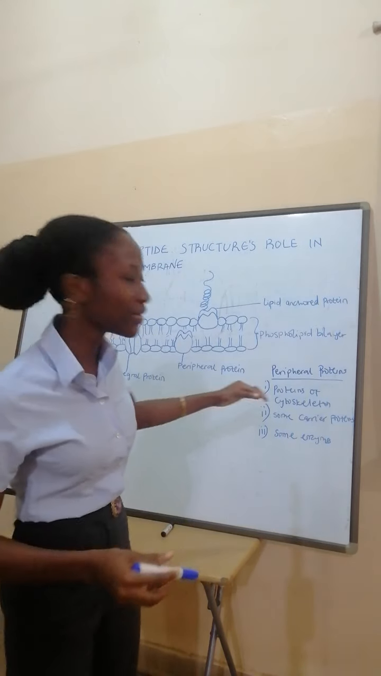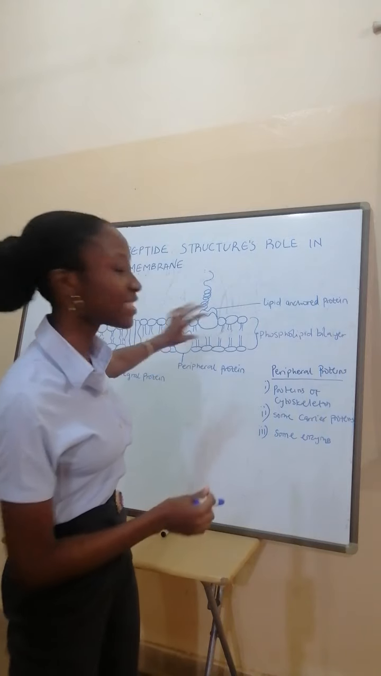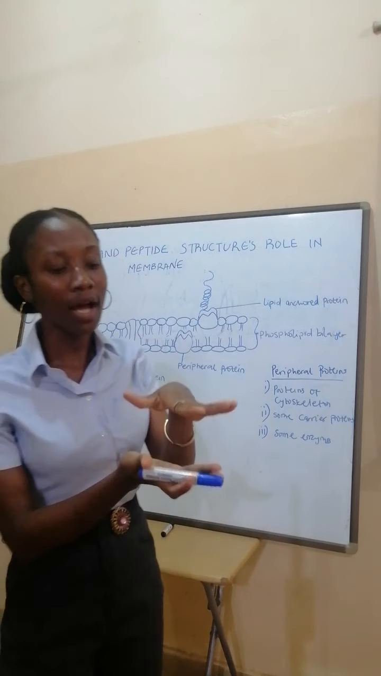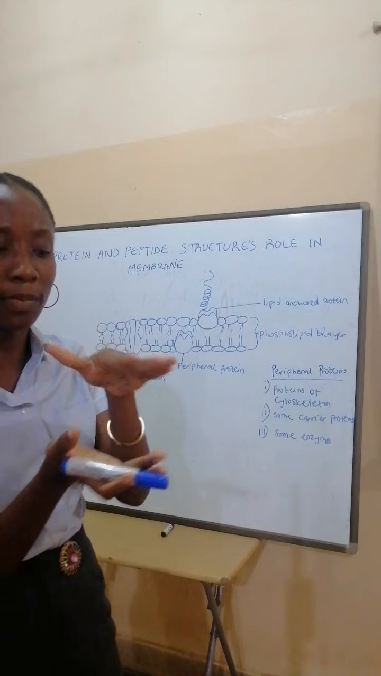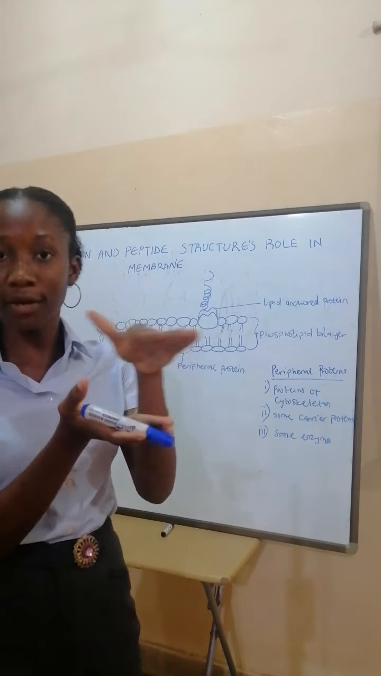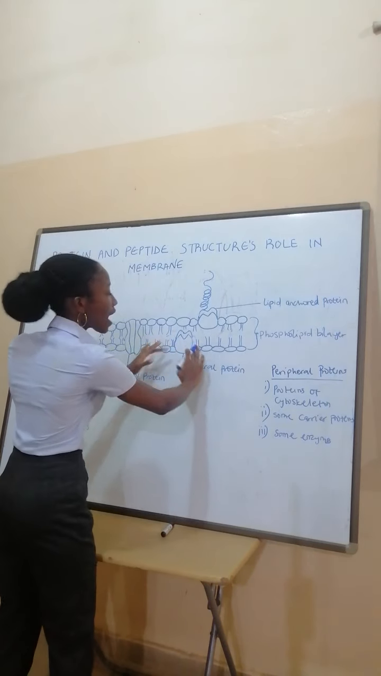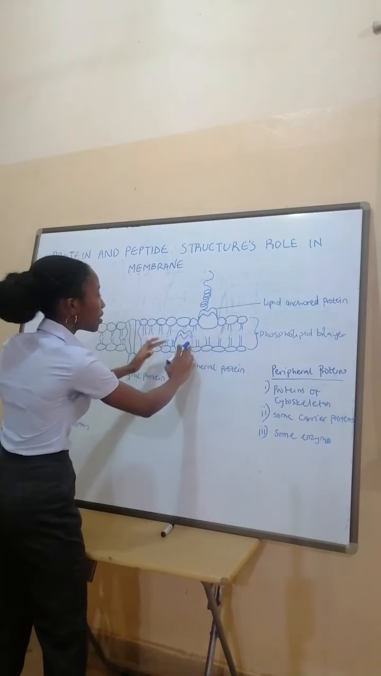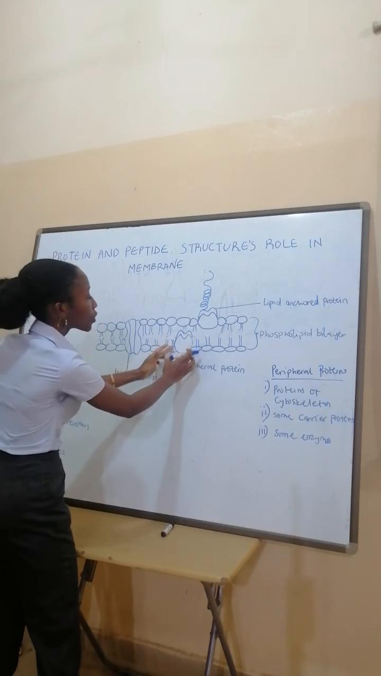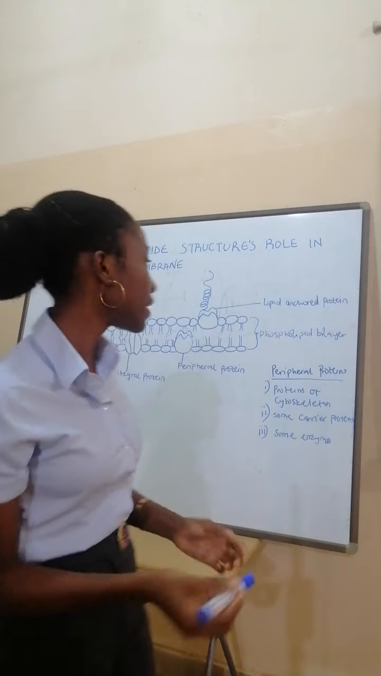Now, this is an illustration of what a section of the cell membrane looks like. I'd like to think about the cell membrane as a sandwich. You have both breads representing the lipid layer of the cell membrane, but in the lipid layer of the cell membrane, we also have proteins which we will be talking about today.